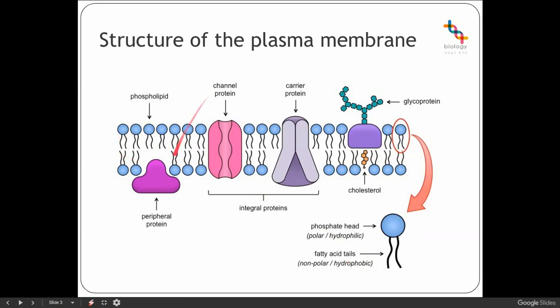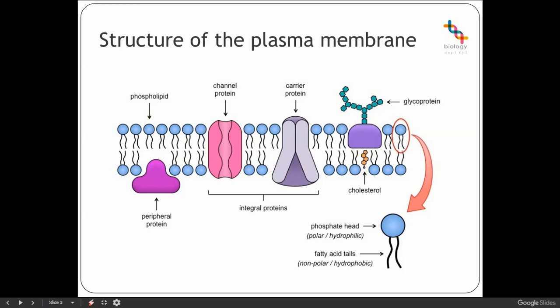The plasma membrane also has proteins associated with it, and those proteins are going to be dependent on the type of role that they need to carry out, and the type of role that whatever the plasma membrane is surrounding needs to carry out, whether this is the external plasma membrane of the cell, or the plasma membrane that is surrounding one of the organelles.